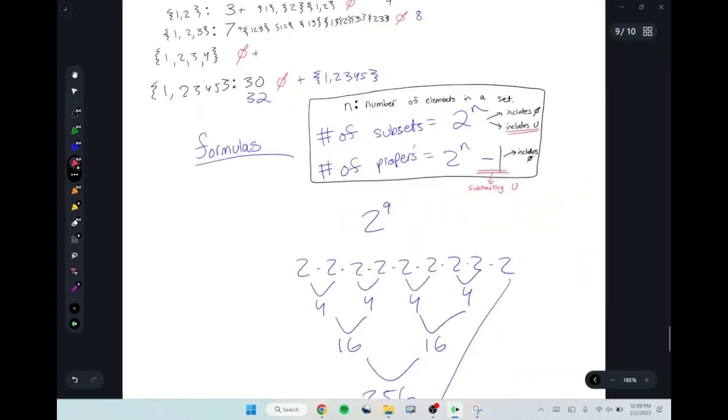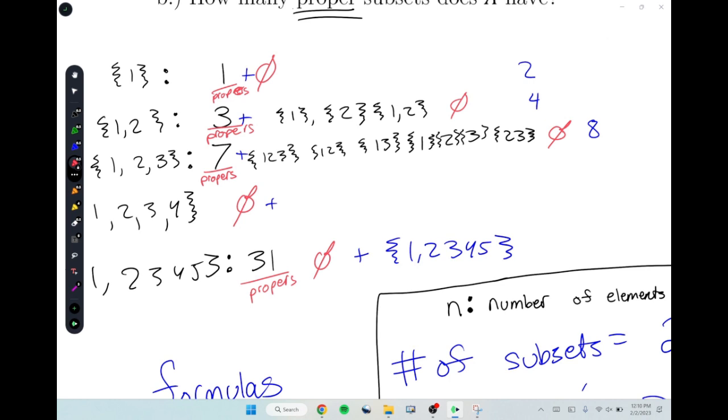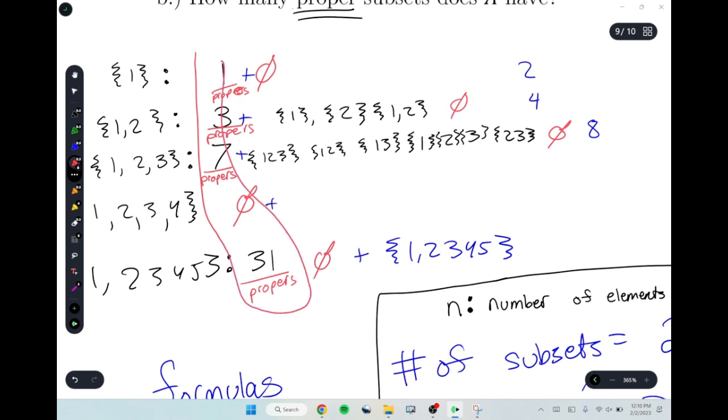It's not a 7, because the 7 is the number of propers. 30 was just bad. It should be 31, right? And that's the number of propers. And if you add the total set to it, that's the number of subsets. So these are propers.